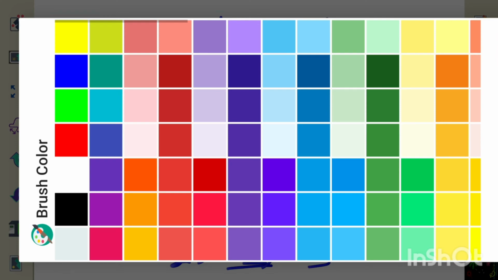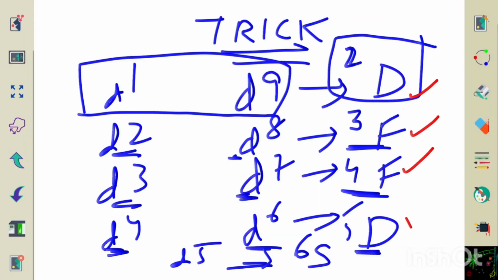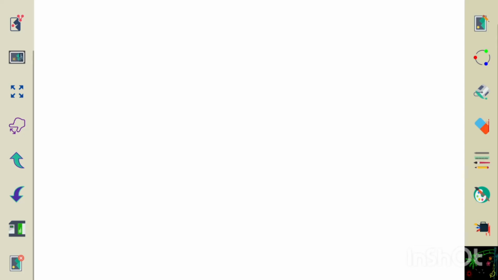Now this is the trick. So let's see how this trick works. Okay, so let's take a question which was in CSIR 2016.